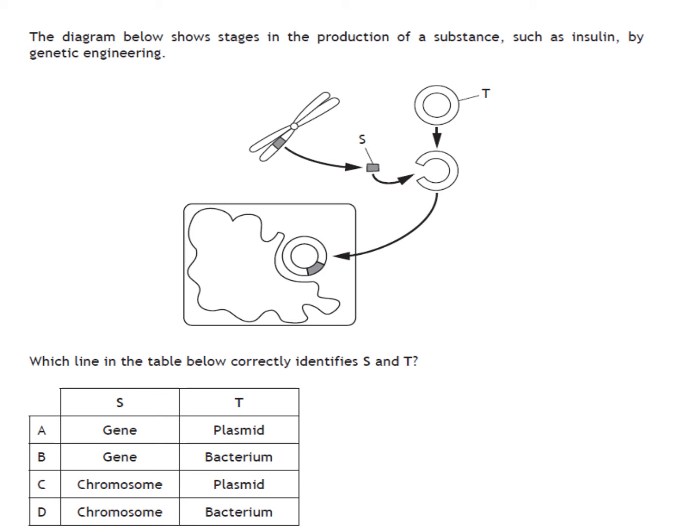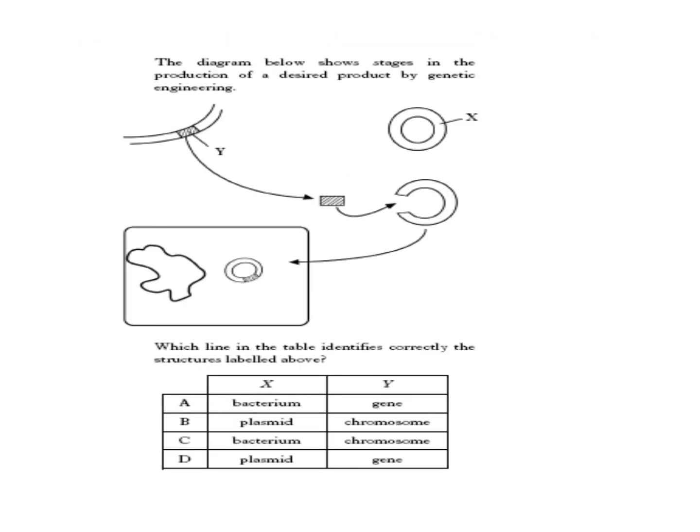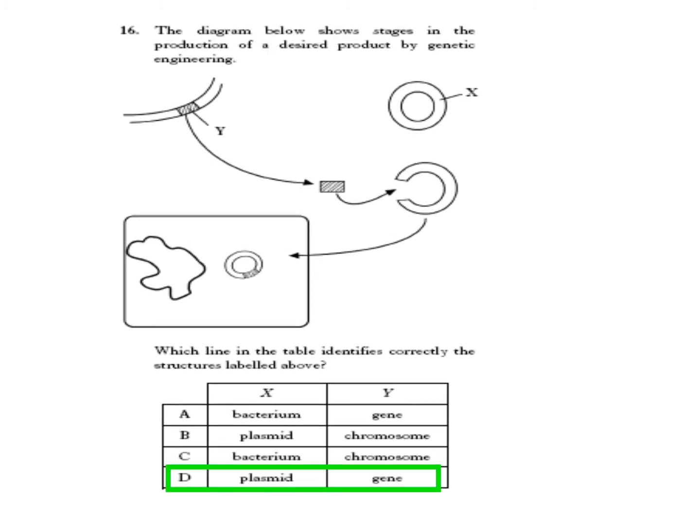Identify S and T. So S is the gene and T is the plasmid. Again, identify Y and X. So X is a plasmid and Y is a gene.